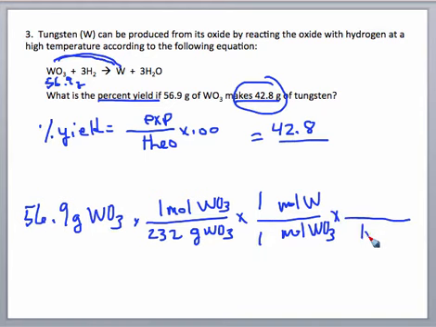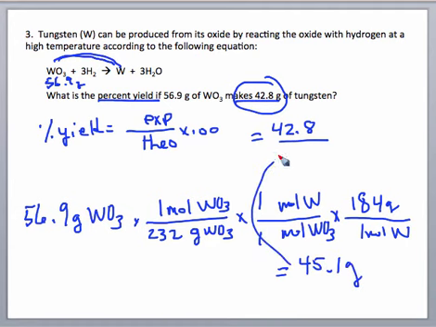And then we will go 1 mole of W is 184 grams. So when we do all of that math there, we get 45.1 grams. So that is going to be our theoretical. Times 100, and we get 94.9%. Alright, let's move on to the next one.